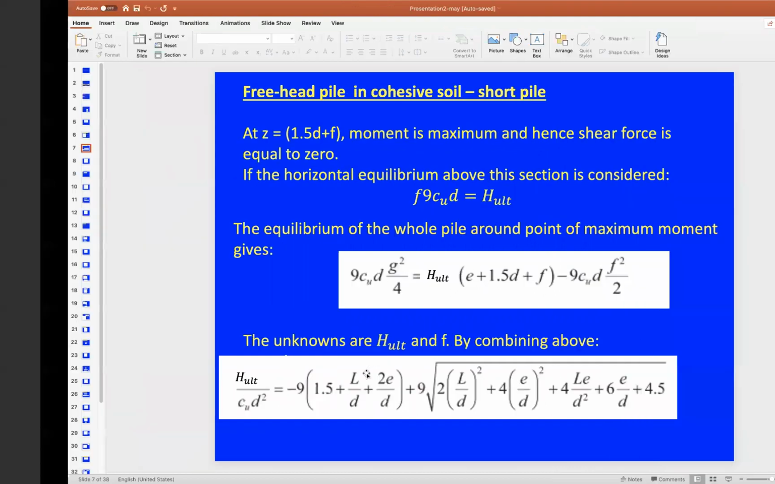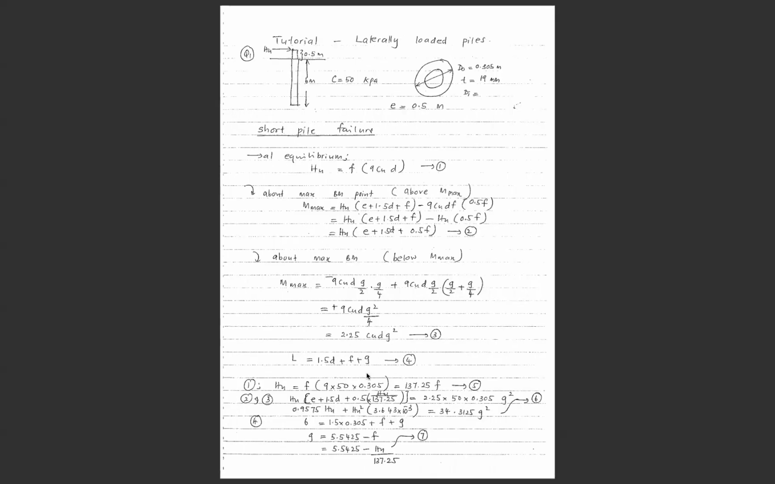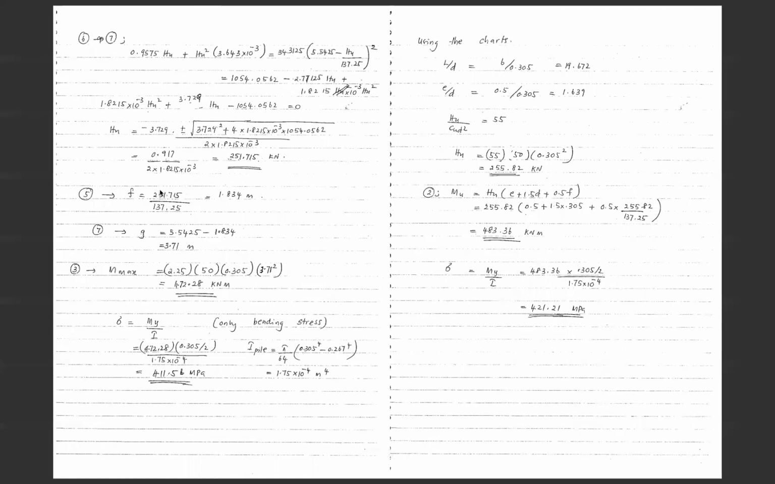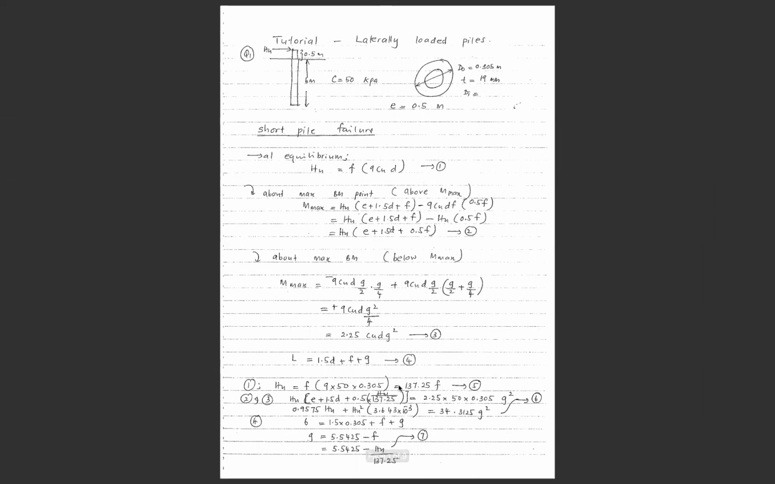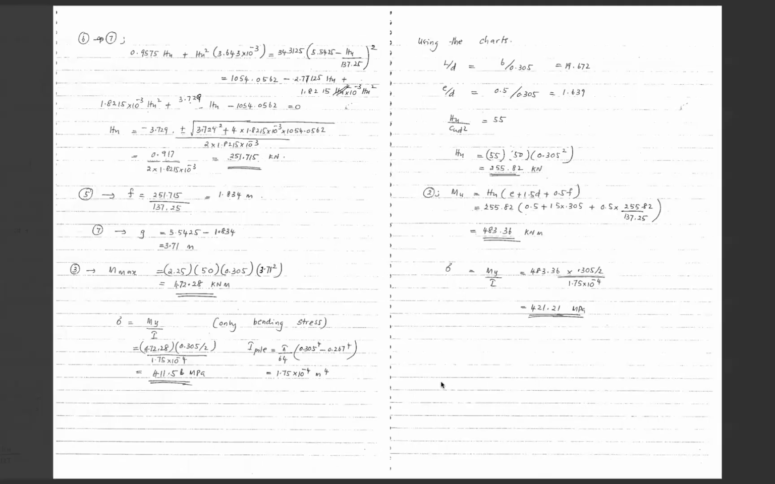So after we have done this part, which is finding the ultimate horizontal load on the system, we need to proceed with the solution to find the value of F. Remember here, we relate F to the HU in this equation number 5. So we know that the value of F is equivalent to HU divided by 137.25. And that will give us the value of F in this problem.